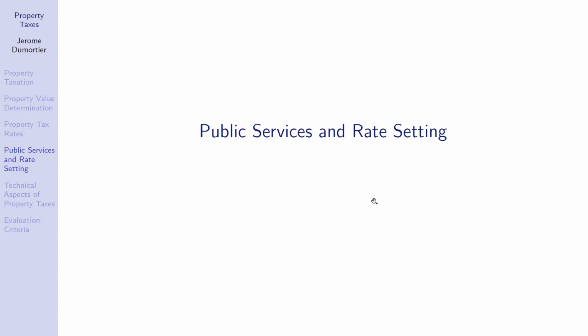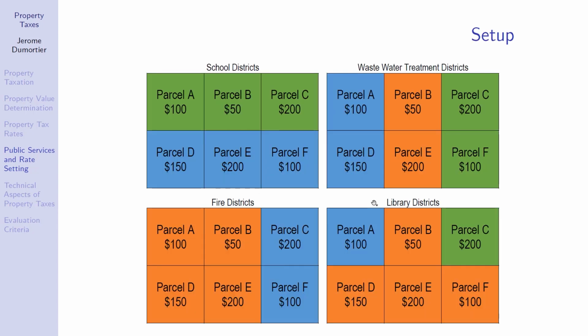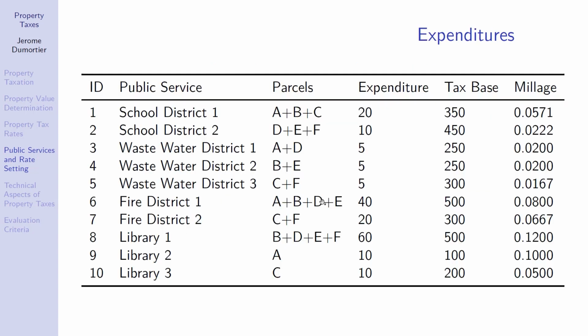So just to summarize what we have seen, we have a jurisdiction with 6 parcels and 4 public services, and we have expenditures associated with those public services that we have to distribute to the various parcels. So here we have the expenditures, where we have again the expenditure of School District 1, and we have the rate, and we have that for every public service. We are determining what type of rate is necessary to cover the expenditures.